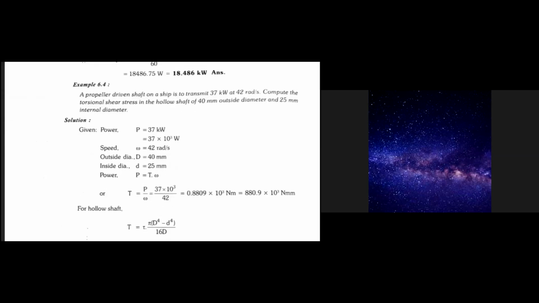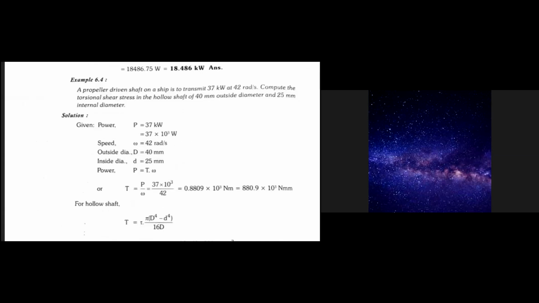Next problem. In this session, we will solve only problems. So next, a propeller driven shaft on a ship is to transmit 37 kilowatt at 42 radians per second.